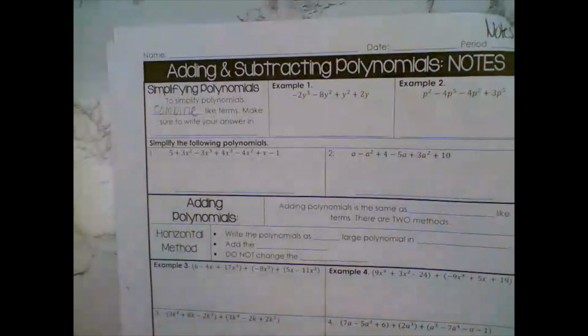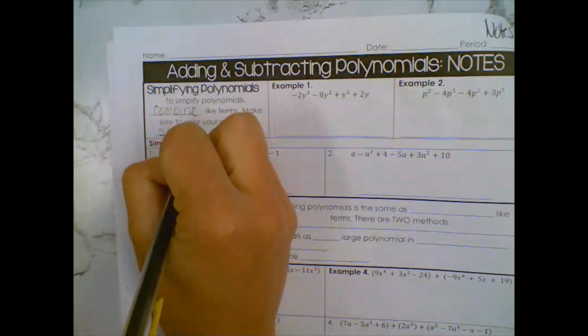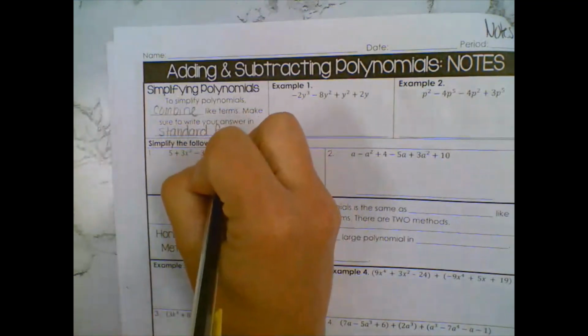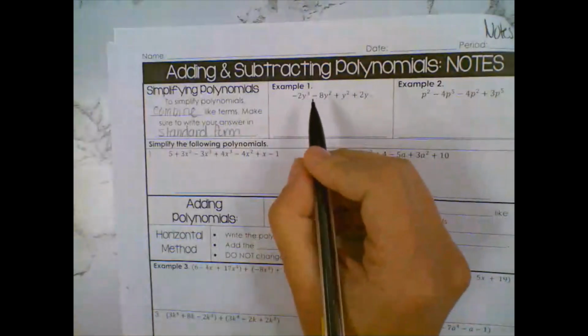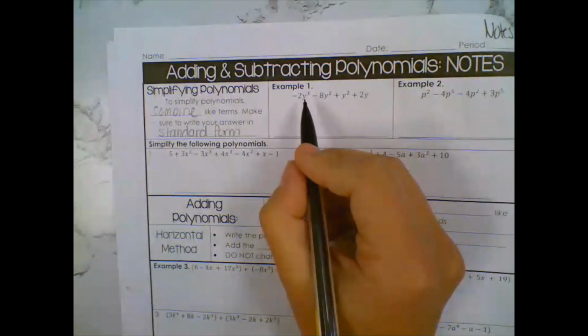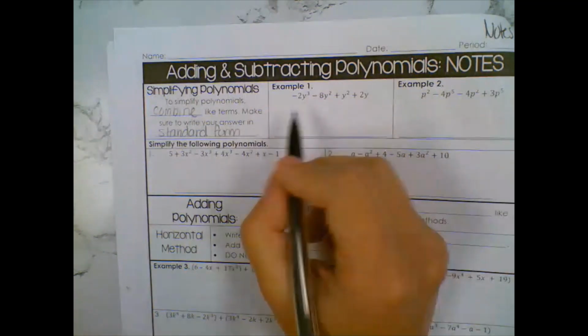When we combine like terms, we want to make sure we are writing it in standard form. So we talked about that the other day. Standard form is largest exponent to smallest. So when we're looking to combine like terms, we're looking for the same variable and the same exponential power. That's what means it's a like term.